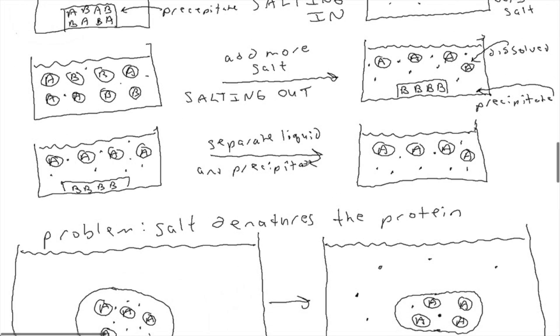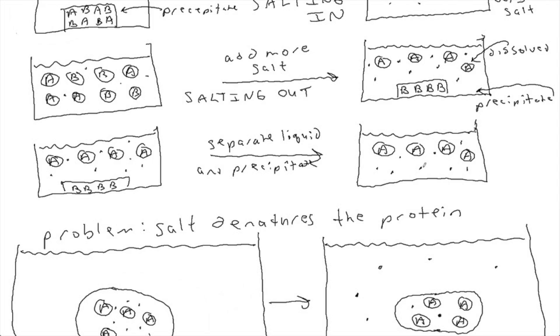Okay. Why can't we just stop right here? Why can't we just stop right here once we've gotten rid of the solid? Why can't we just stop right here? Because the salt might cause the protein to precipitate, the excess salt.